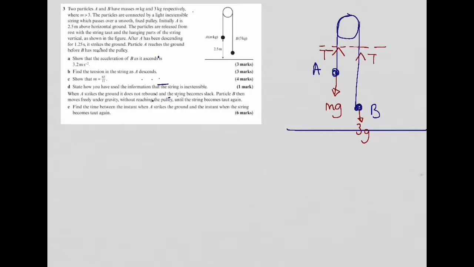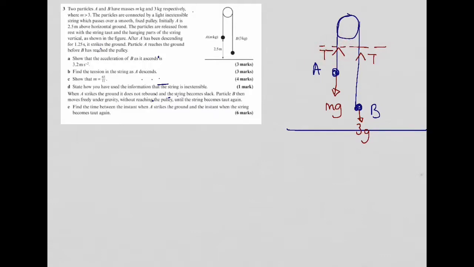Because this is a light inextensible string, and because the pulley is smooth, the tension is constant throughout that light inextensible string. It's really important to remember that. So the value for T here is equivalent to the value for T here.